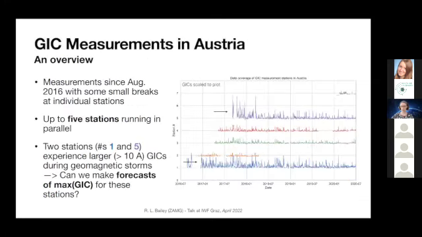And if you're wondering why in Austria, we are in a unique position because we've had actual measurements of GICs since 2016. The studies into GICs have been running since 2014, and the long-term measurements are since 2016. So we have now 6 years of data from multiple stations. The arrows are number 1 and number 5. These are 2 stations with larger scales of GICs, which are more interesting because the larger the GICs, the potentially more damaging they can be. And so I'm going to look at how well we can forecast the GICs in these 2 stations from solar wind data.